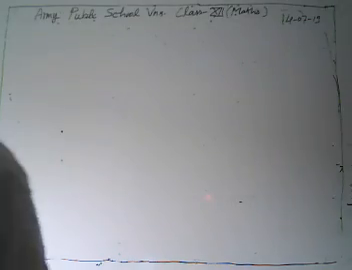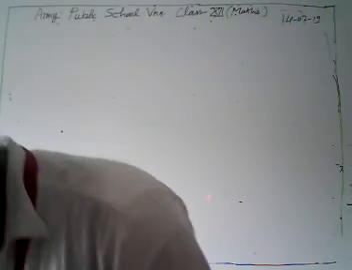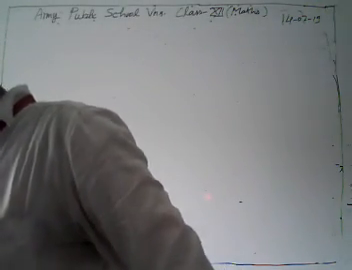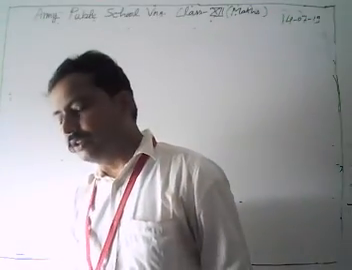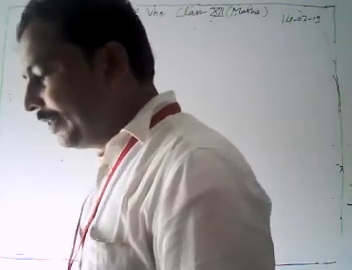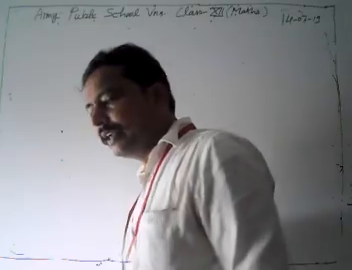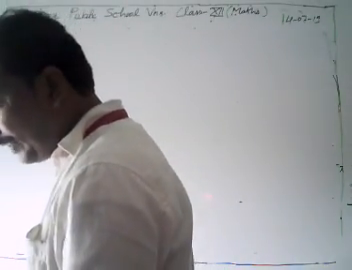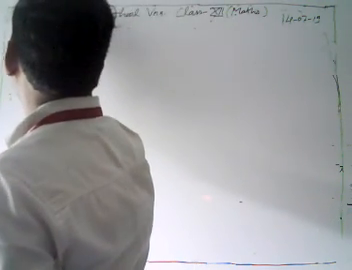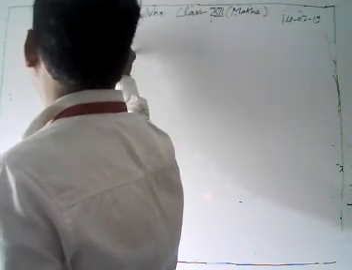Now, what is given? We have to form the differential equation corresponding to x/a + y/b = 1 by eliminating the constants a and b. Obviously we have to eliminate the constants a and b. The given curve is x/a + y/b = 1.